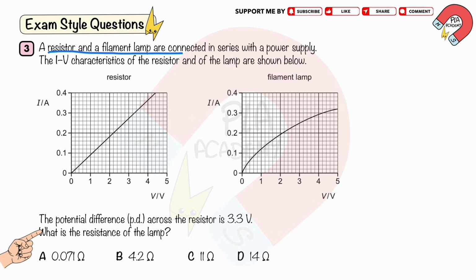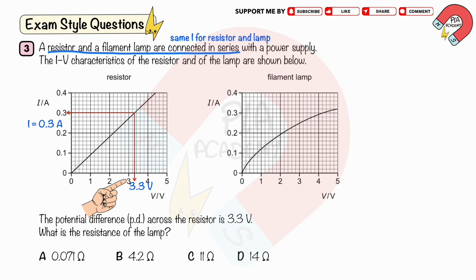The resistor and lamp are connected in series, so the same current passes through them. In the IV graph of a resistor, when the PD across it is 3.3 volts, the current passing through it is 0.3 amperes. In the IV graph of a filament lamp, when the current passing through it is 0.3 amperes, the PD across it is 4.2 volts.